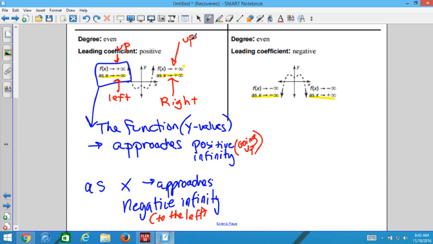So this is a chart which you could refer to, but you're not going to be given this chart on an assessment. So you just kind of have to know what it means. Notice we always talk about the y's first, and the left side is where x goes to negative infinity. The right side is where x goes to positive infinity.